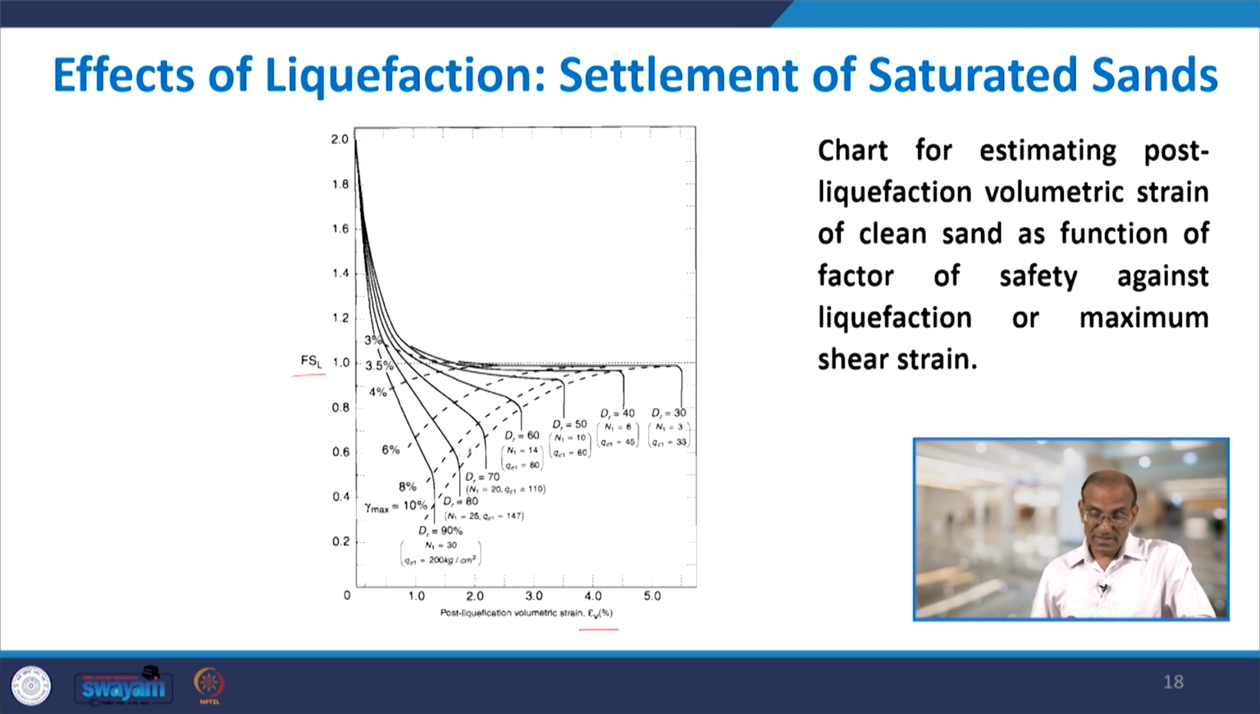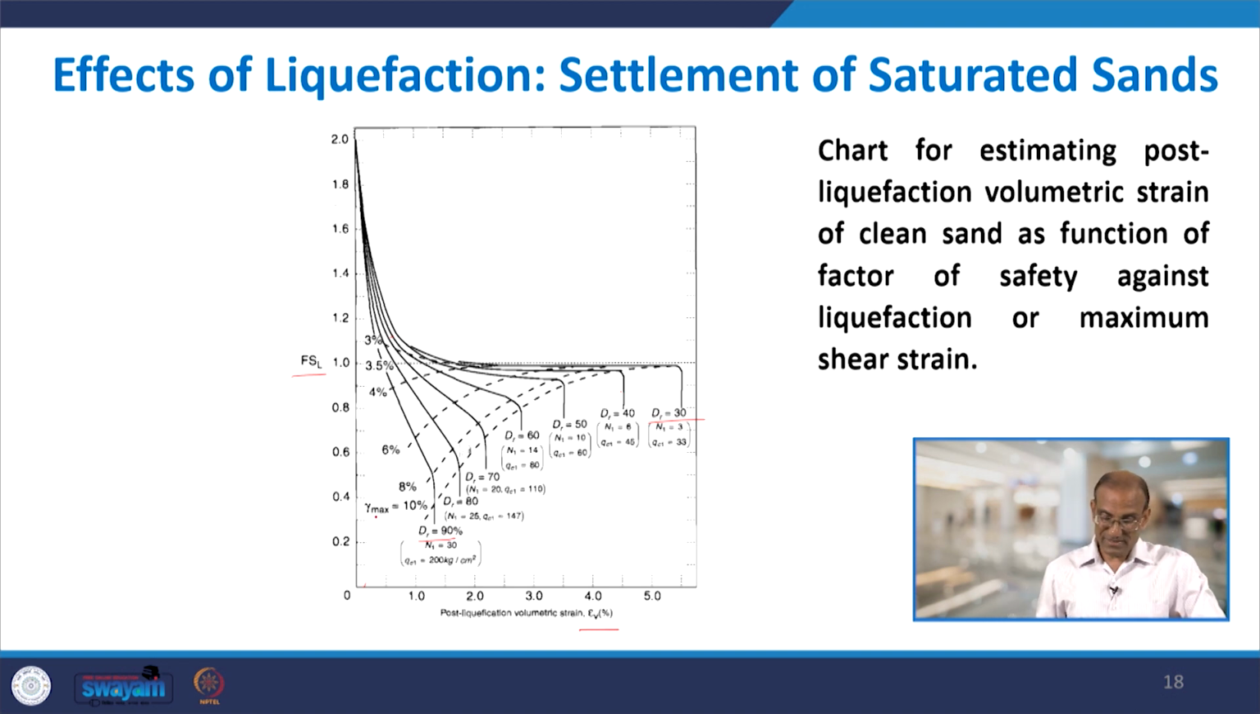Similarly, if I increase the relative density of the soil, then there is a decrease in the volumetric strain for the same value of factor of safety. So, as a result, when Dr increases from 30 to 90%, there is a quite large decrease in the value of volumetric strain.